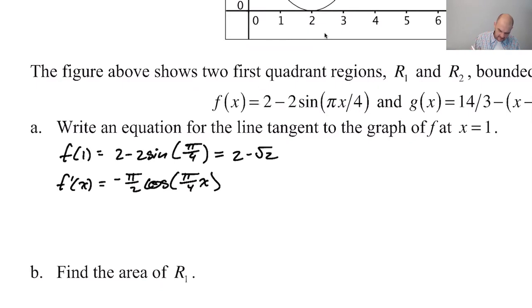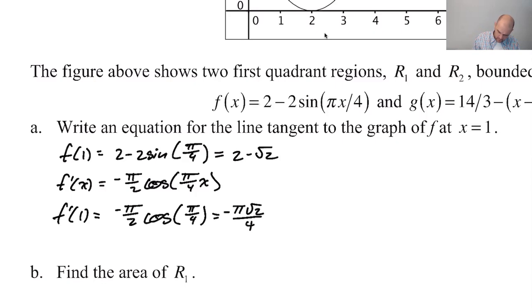I want to think about that again. So it's negative 2 times pi over 4, which is negative pi over 2, times cosine of pi over 4x. Yes, okay. And then f prime of 1 is negative pi over 2 cosine of pi over 4, which is also root 2 over 2. So negative pi root 2 over 4.